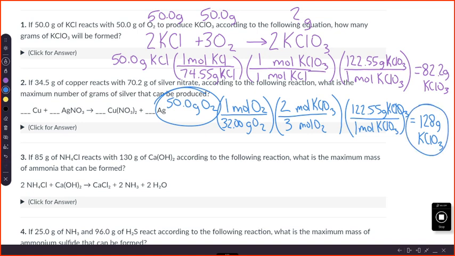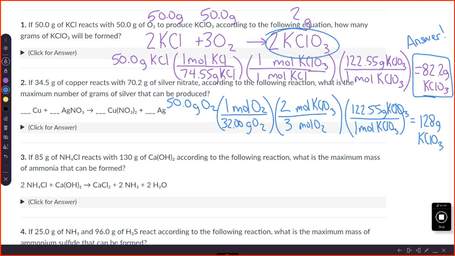Now, we know that's not possible because, according to this one right here, you can only make 82.2 grams of KClO3. So this means this is our final answer. The smaller value is the answer. This is the amount of grams of KClO3 you can make. This question didn't ask, but the limiting reactant then is right here, this KCl. Since it's the reactant that produced that amount of KClO3, the KCl must be the limiting reactant.